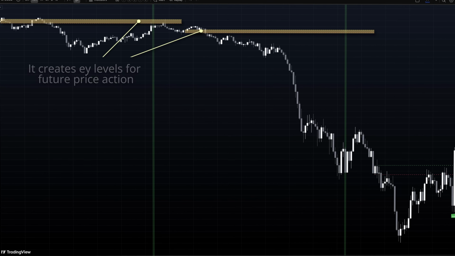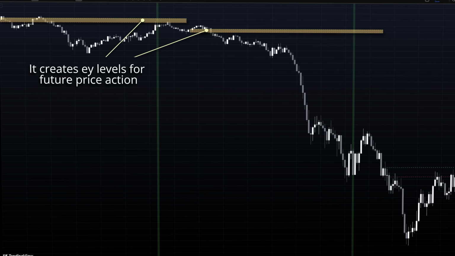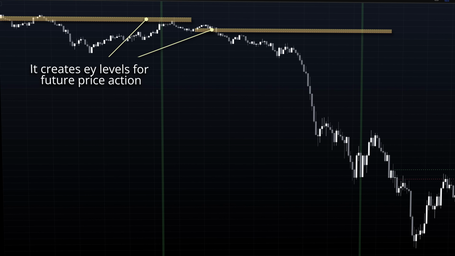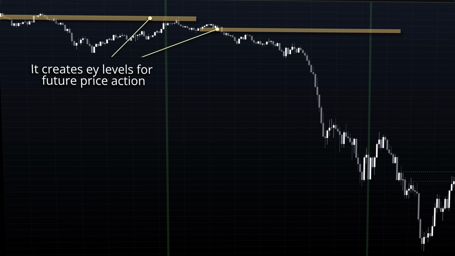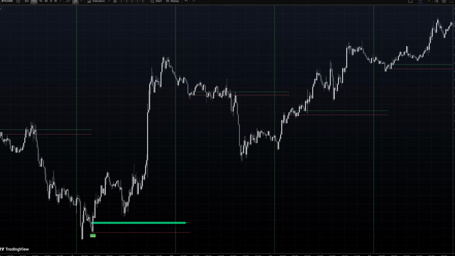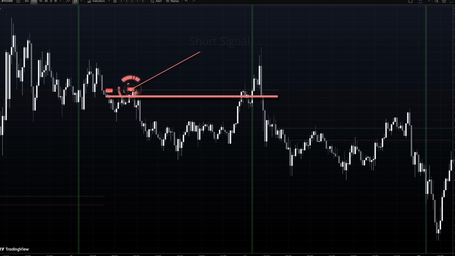Once the designated time passes, the indicator marks the high and low prices with crosses, creating key reference levels for subsequent price action. Signal generation occurs when price crosses above the captured high level, generating long signals, or below the captured low level, generating short signals.